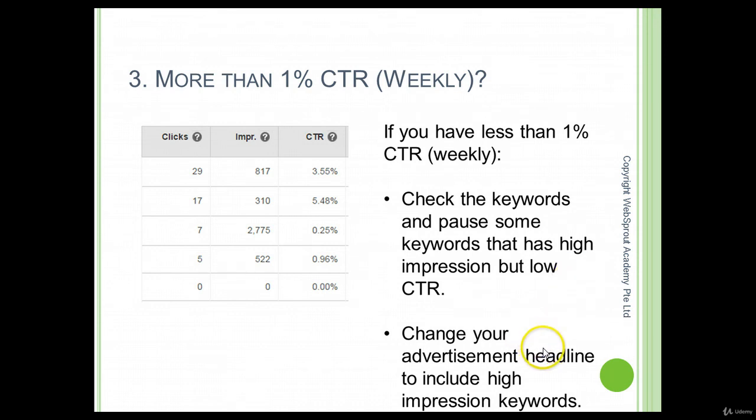Now the second thing you can do is either you pause those keywords or you change your advertisement headline to include those high impression keywords. So either you do number 1, you check the keywords and then you see, oh wow, there's a very high impression but no clicks, then pause. Or if not, put those keywords into your advertisement title.